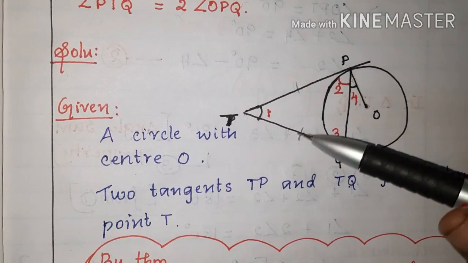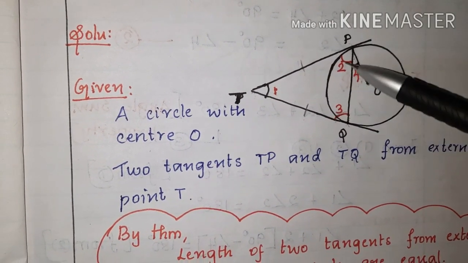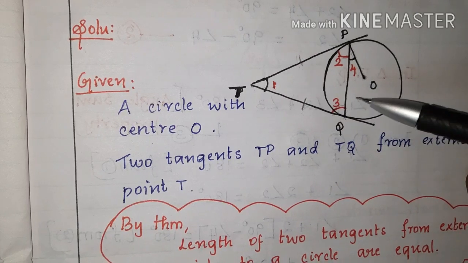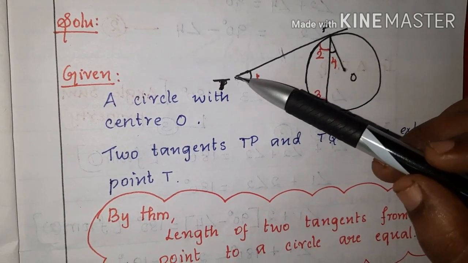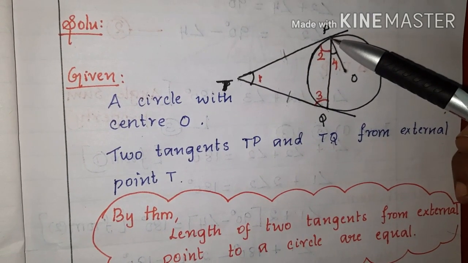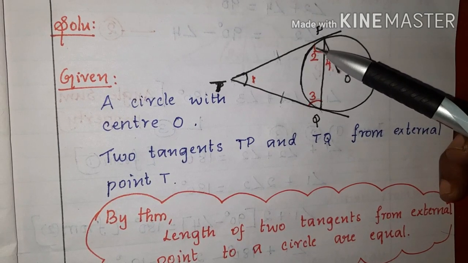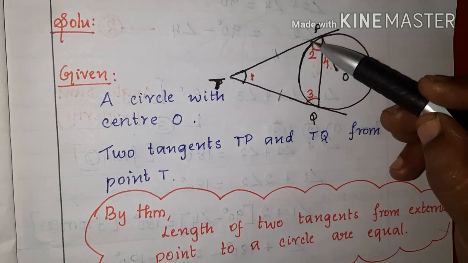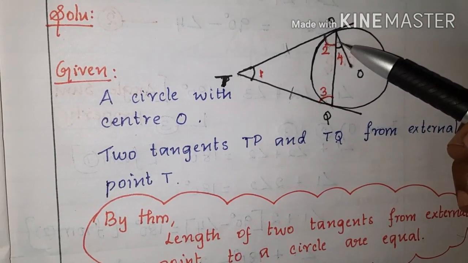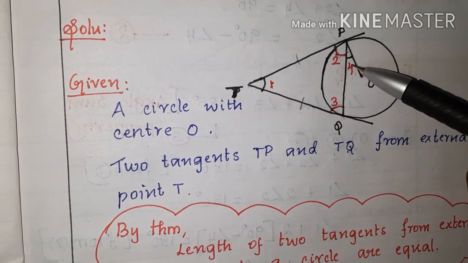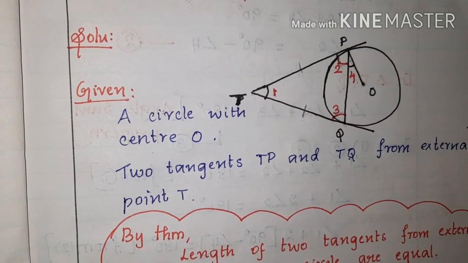Got it, children? Since two sides are equal, it becomes an isosceles triangle, and the angles opposite to the equal sides will also be equal. So this is one concept. And then now you can say, by the tangent radius theorem, that the tangent at the point of contact P is perpendicular to the radius. So the total angle is equal to 90 degrees. This angle of 90 degrees includes angle 2 as well as angle 4. So you can say angle 2 plus angle 4 is equal to 90 degrees.